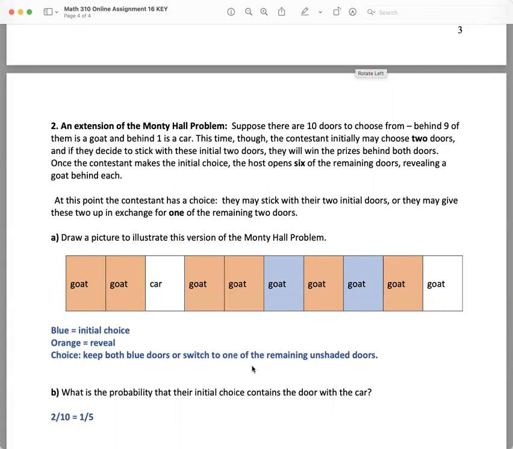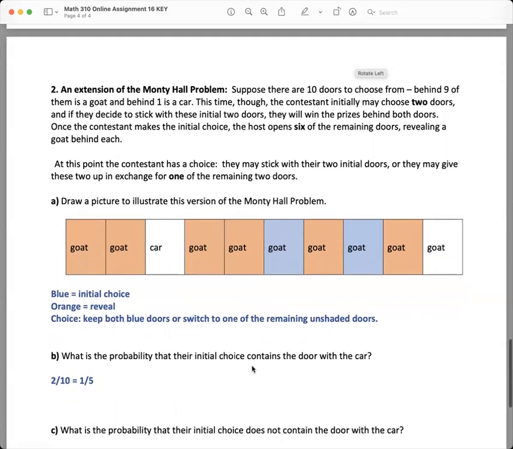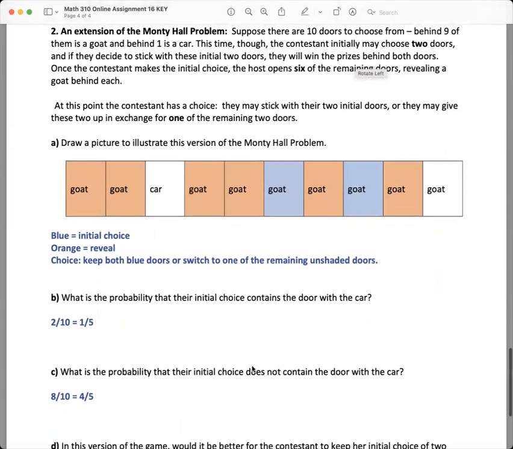So in part B, what is the probability that their initial choice contains the door with the car? Well, they get to choose 2 doors out of 10. So we can calculate that 2 out of 10, or 1/5 chance of winning. And for part C, the probability that their initial choice does not contain the door is 8 out of 10, right? There are 8. It's kind of the opposite, right? So those 2 questions will always add up to 1. So 1/5 plus 4/5 equals 1, okay?